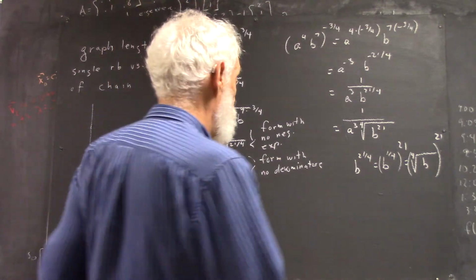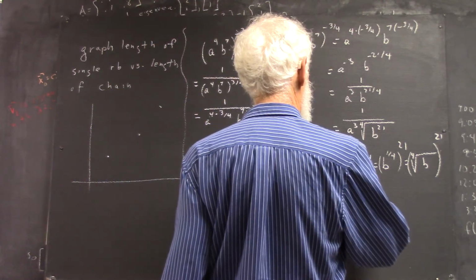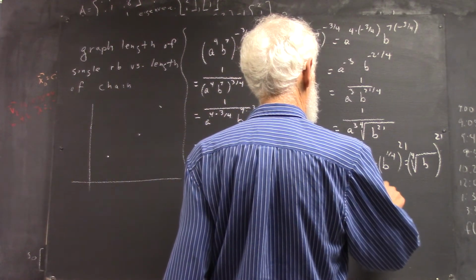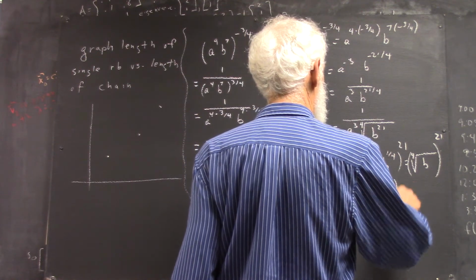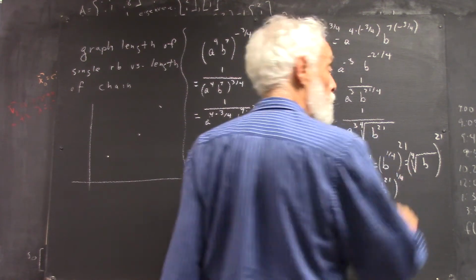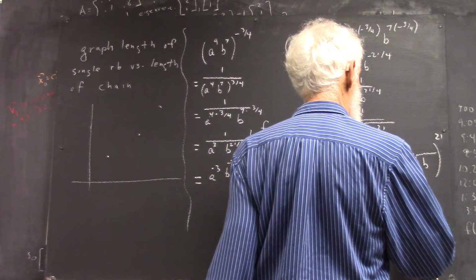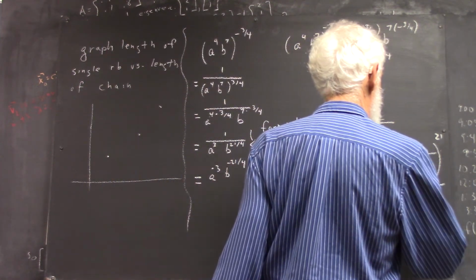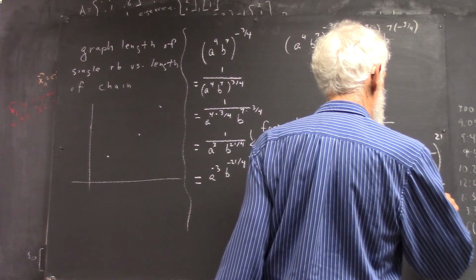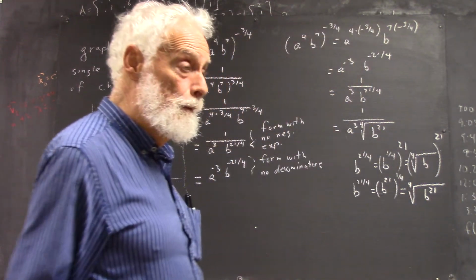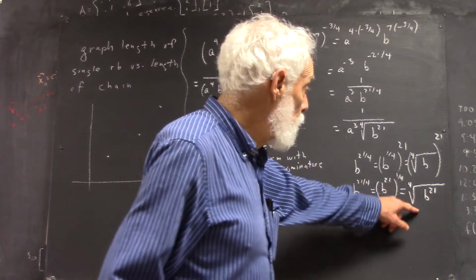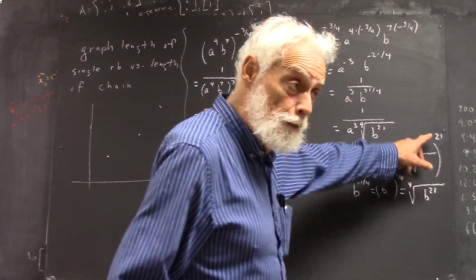Or b to the 21/4 could be written as b to the 21st raised to the 1/4. Okay? Which is the 4th root of b to the 21st power. So these two forms are the same radical form.